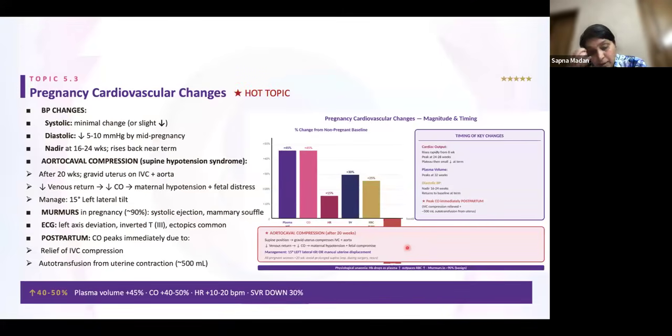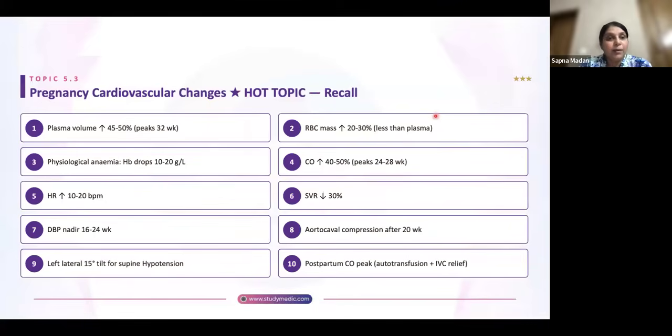Okay. The plasma volume will increase by 45%. Cardiac output by around 40 to 50%. Heart rate by 10 to 20 beats per minute. And the systemic vascular resistance will decrease by around 30%. Plasma volume, like we again said, is increasing by 45 to 50%, with the peak at 32 weeks. RBC mass will increase by 20 to 30%. It is less than the plasma, so there is physiological anemia. The hemoglobin will drop by 10 to 20 grams per liter.